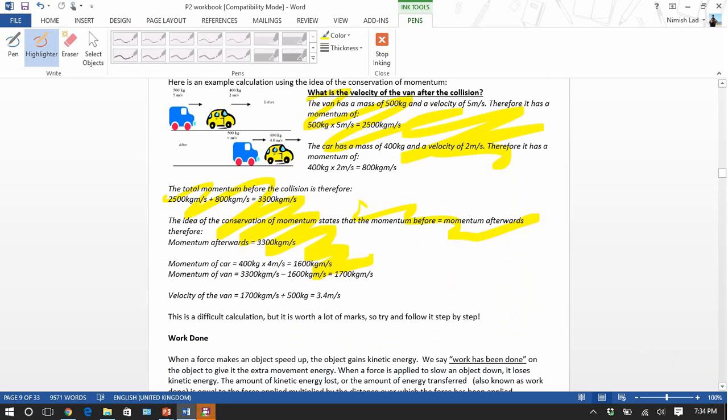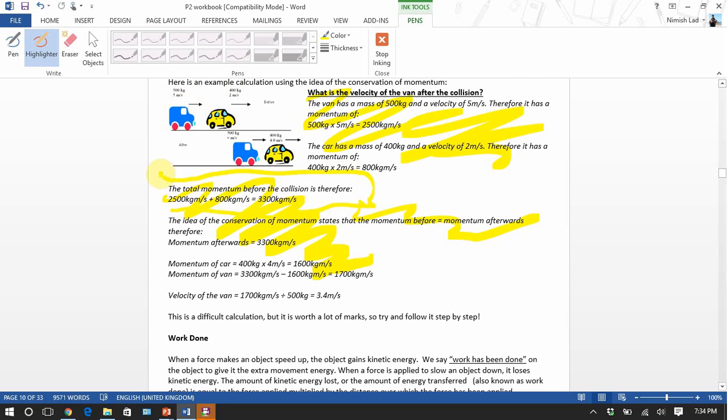So, what is the velocity of a van after the collision? We've got the blue van, 500 kilograms, 5 meters per second. Yellow van, 400 kilograms, 2 meters per second. After the collision: blue van, 500 kilograms, we don't know the velocity. Yellow car, 400 kilograms, 4 meters per second. So let's figure out how much momentum each of these had. 500 times 5, 2,500. 400 times 2, 800. So that's 3,300 totally before the collision. That's where I've got to over here.